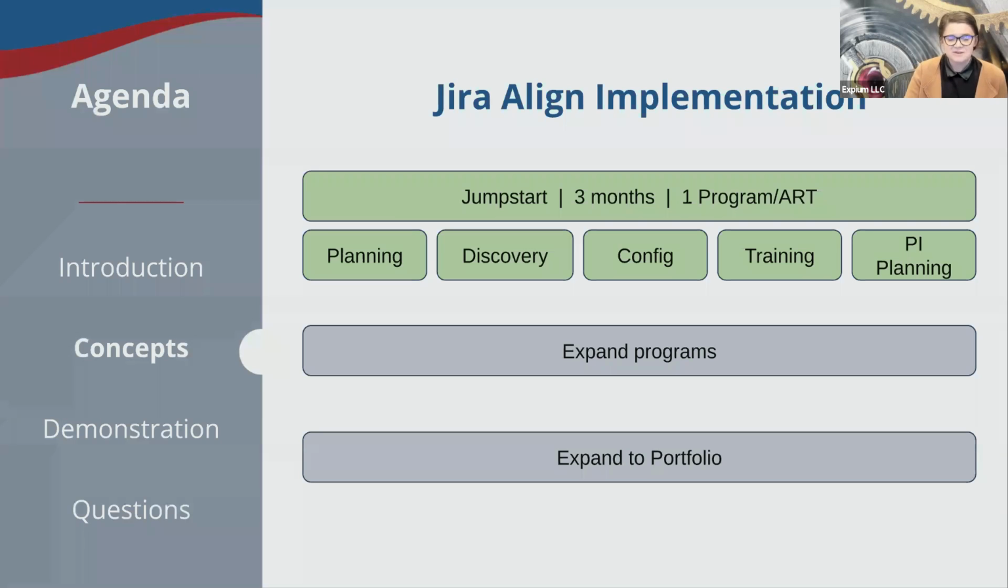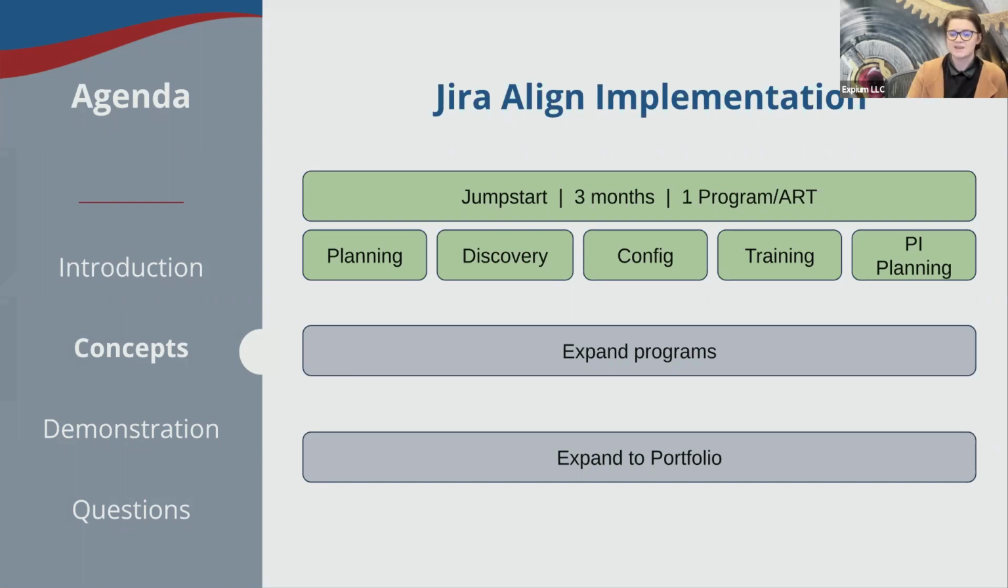As I'm sure you gathered, and as I've said a couple times, Jira Align really is a very large tool, and it does take some time to actually implement it. So what we have on the screen here is the typical implementation path that we follow whenever we're working with clients with Jira Align. Whenever we do this type of implementation, we're usually talking about a 3-month time span. And during that 3 months, we'll be working with a single program or Agile release train. So that'll be that program layer and all of the Agile teams below that.